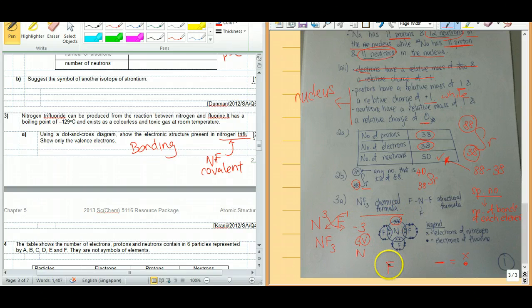And for fluorine, it is in group 7, has a special number of 1. So 7 minus 1. Hmm, so what you'll get is 6 electrons. So you can see each of my fluorine here, they have 6 electrons. So therefore, your final answer will look like this.